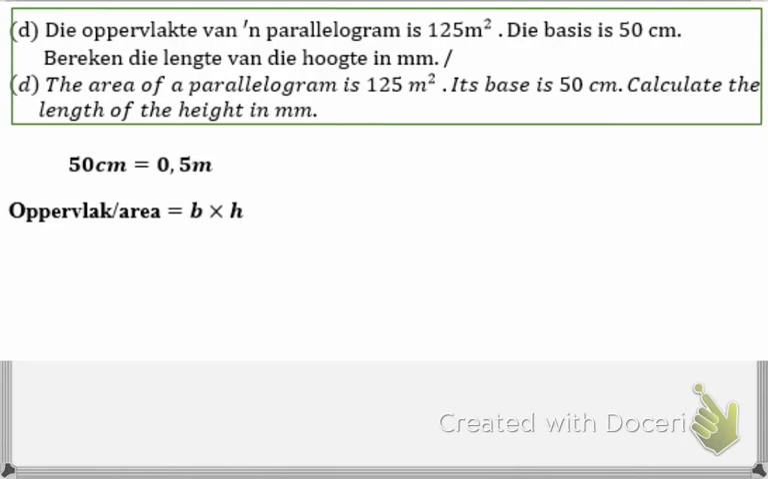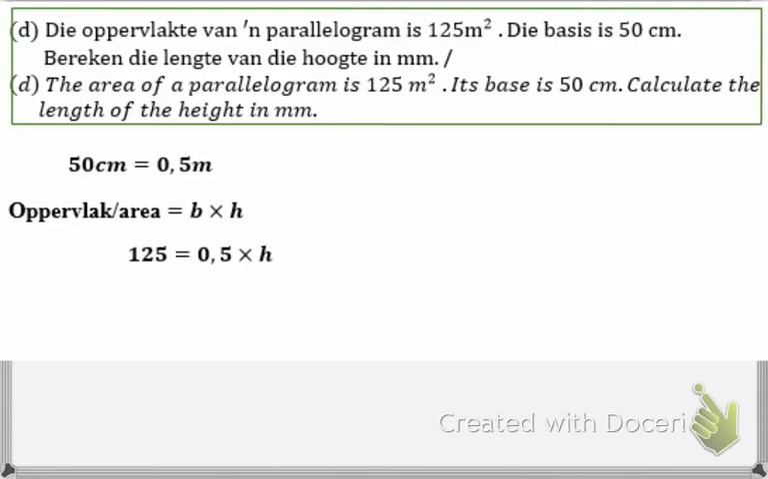We know that the area is 125 square meters. That's why I put the 125 in the place of area. And we know that the base is 0,5 meters. Remember, when you substitute the values into your formula, everything must be the same unit. That's why I use 0,5 meters and not 50 centimeters. So I replace that 0,5 in with B, okay? And the height is still unknown to us. We must work it out.